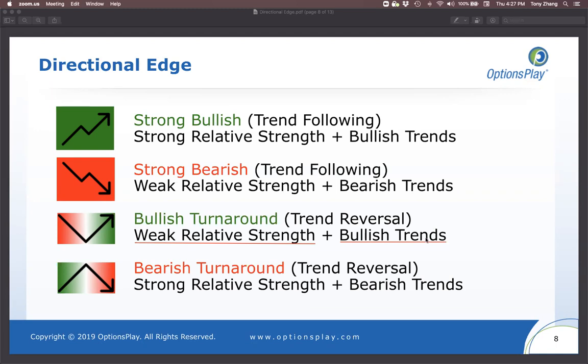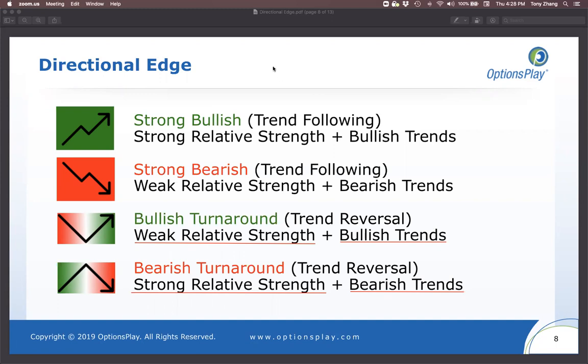Conversely, a bearish turnaround is a stock that currently has strong relative strength, so stocks that are outperforming the overall market, but have started to exhibit bearish trends recently. So stocks that have been very strong, but seem to have peaked already and are starting to turn lower. If you're in these stocks, it's time to potentially start selling them or start getting more aggressive on the covered calls that you sell on these stocks.